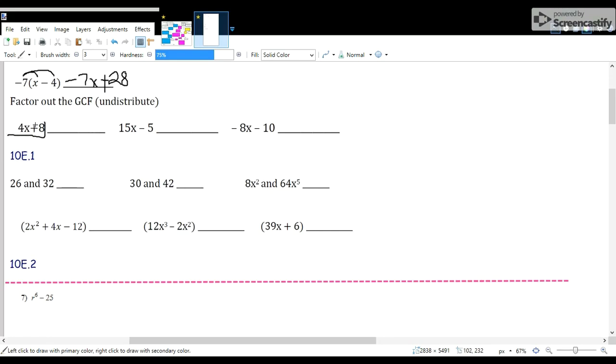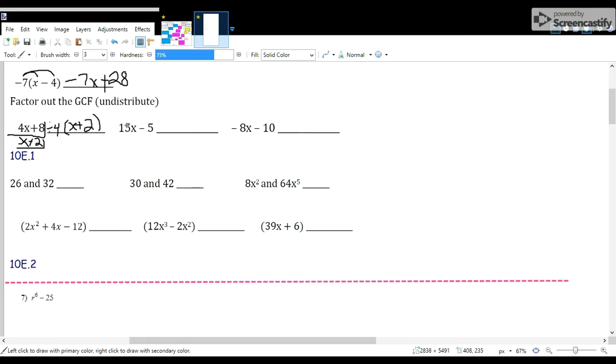Okay, 4 and 8 both have a common factor of 4. So we could divide these by 4. 4x divided by 4 is 1, so 1x. 8 divided by 4 is 2, so put plus 2. They don't both have an x, so we can't factor out x, so we're done. This is going to go on the outside, so 4 parentheses x plus 2 on the inside.